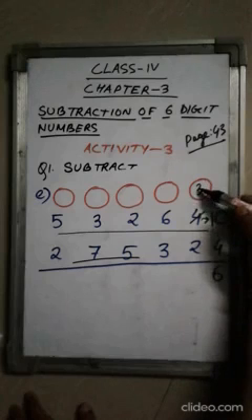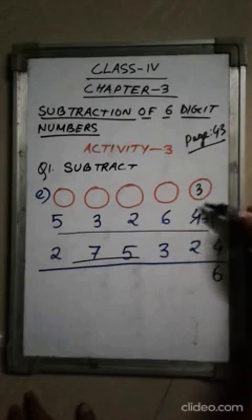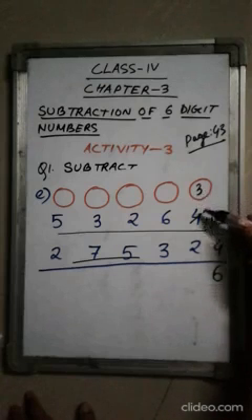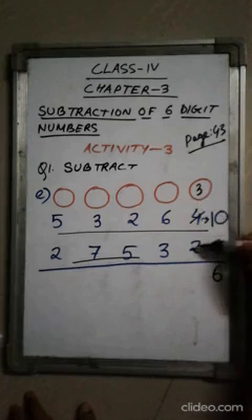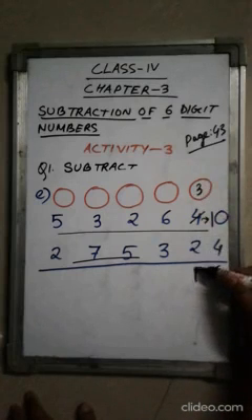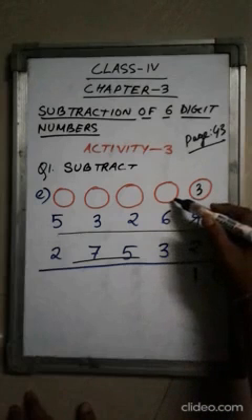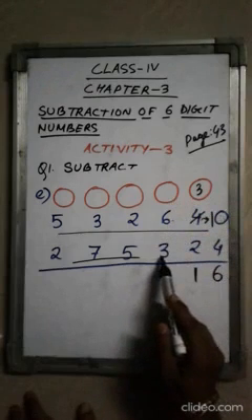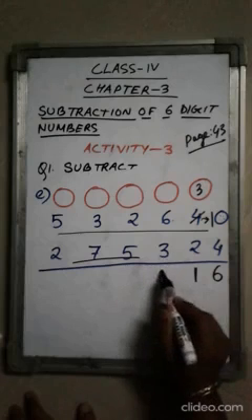Now we shall check if we can subtract this 2 from this number or not. Here we have 3 and here we have 2. We have to subtract 2 from 3. 2 is smaller than 3, therefore we can subtract it. 3 minus 2 is 1. In the next number we have 6. From 6 we have to subtract 3. 6 minus 3 is 3.